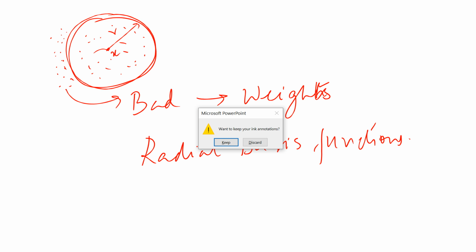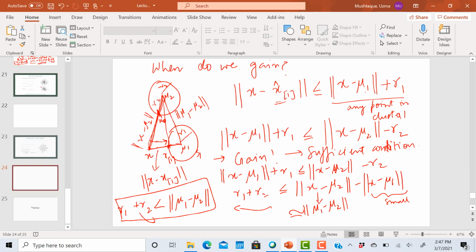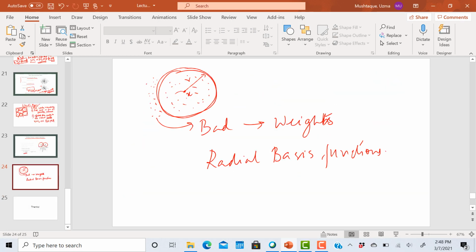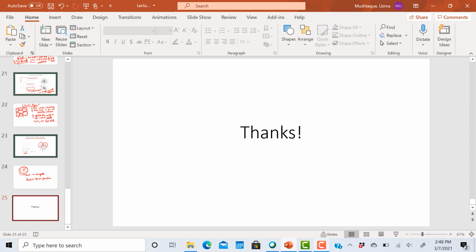In fact, we are going to keep some of the approaches that we talked about in today's lecture, and we're going to extend that approach to derive the radial basis function. That's going to be the next lecture, lecture 18.